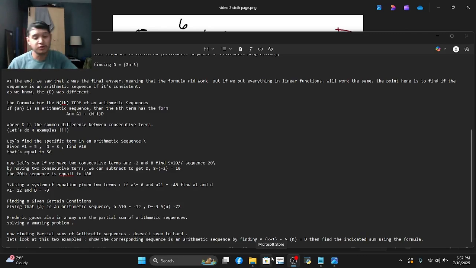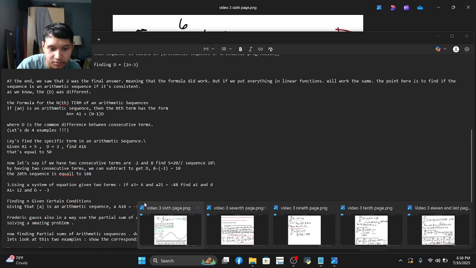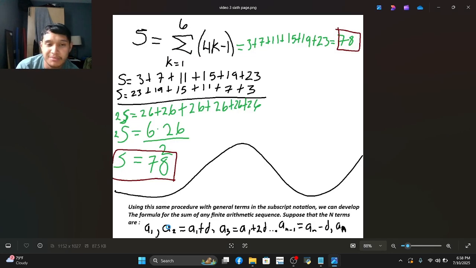Now I'm going to explain using the same procedures with general terms in the subscript notation. We can develop the formula for the sum of any finite arithmetic sequence. Suppose that the n terms are a sub 1, comma, a sub 2. Now to get a sub 2, we need to find the differentiator. So a sub 1 plus the differentiator. If we want to find a sub 3, it will be a sub 1 plus 2 times the differentiator.